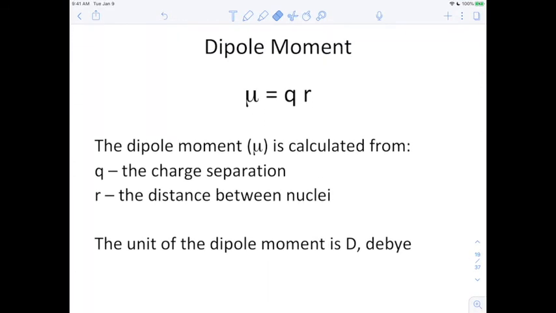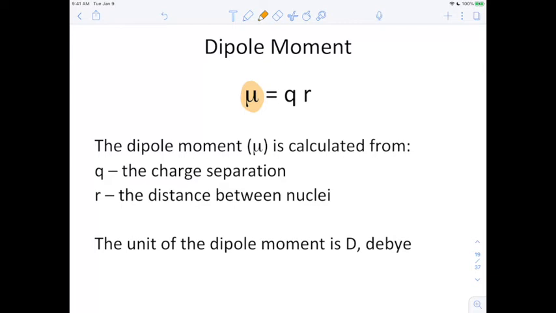All right, so that said, let's talk about that dipole moment. This letter right here is called a mu. It looks like a U, but it's got a funky little tail on it. So that is our symbol for the dipole moment. The dipole moment is calculated from the charge separation and the distance between the radii. Is it a full plus and minus? Is it a partial plus and minus? That's what our Q represents. And then the R is how far apart are these? Are these really big atoms where the nuclei are really far apart? Or are they small where the nuclei are close together?